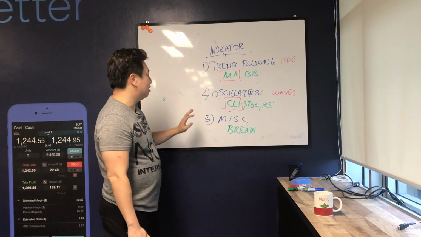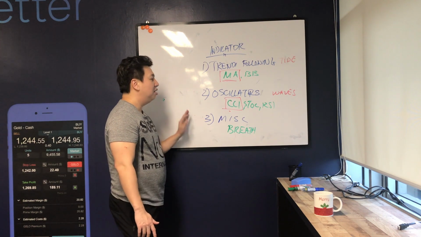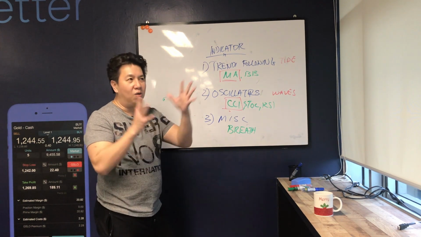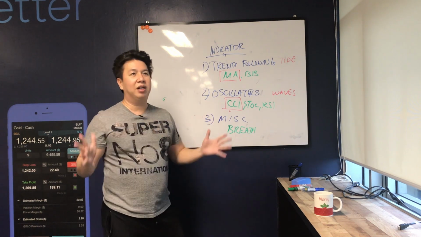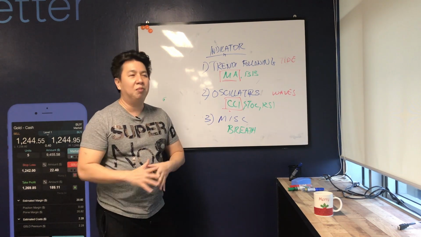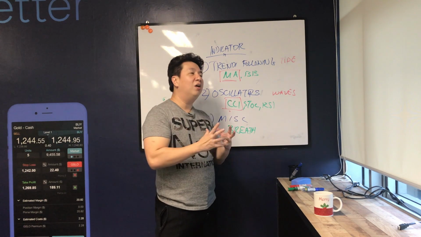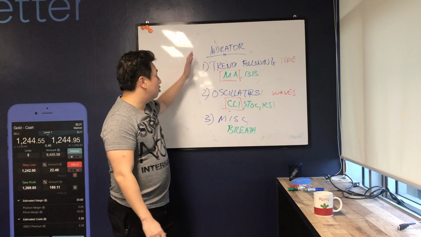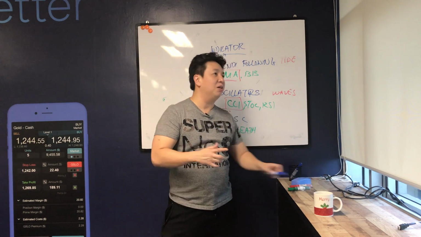And the last one is the miscellaneous. Miscellaneous are the breadth indicators. This helps us to look at the whole stock market, how many stocks are making new high, how many stocks are making new low. We look at all this to understand the breadth of the market. Okay, so these are some of the common types of indicators.